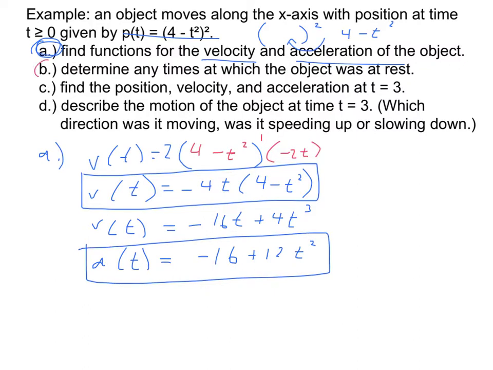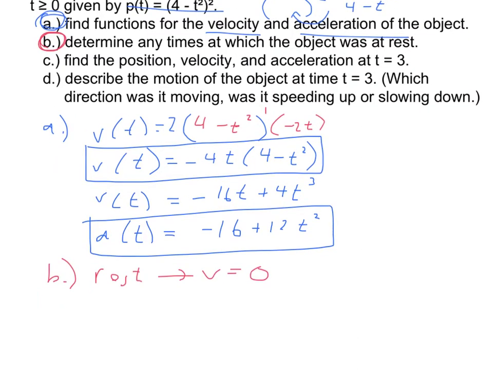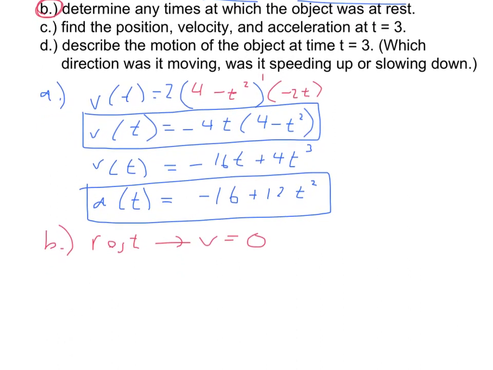Alright, so next up is part B. Part B asks us to determine any times at which the object was at rest. So if you don't remember offhand, pause the video or look back at your notes. How do we determine when an object or when a particle is at rest? We know that an object is at rest when the velocity is 0. So if I'm going to find out when this object is at rest, I'm going to need to set my velocity function equal to 0.